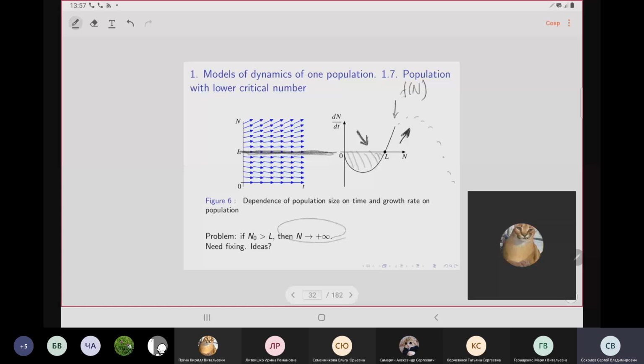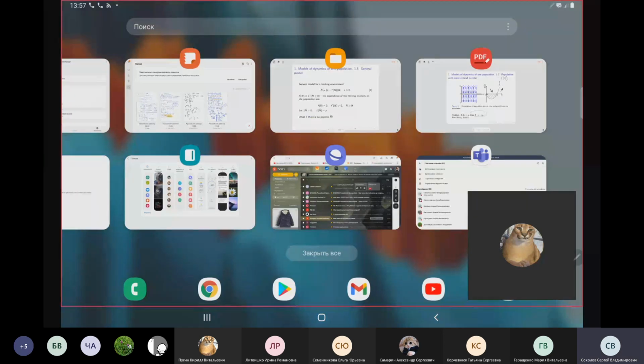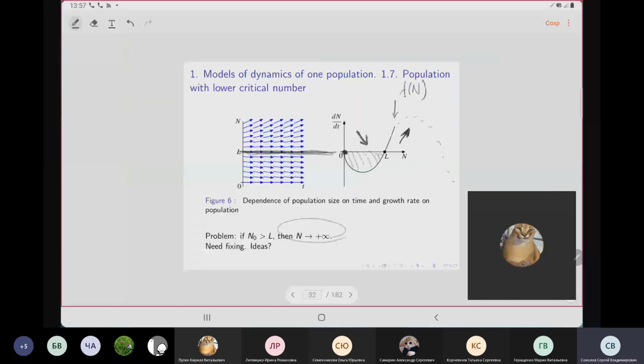A few words about our actual model. We can see that since n dot is negative near the 0 region, we can conclude that n equal to 0, this steady state, is stable, since the population decreases to 0.